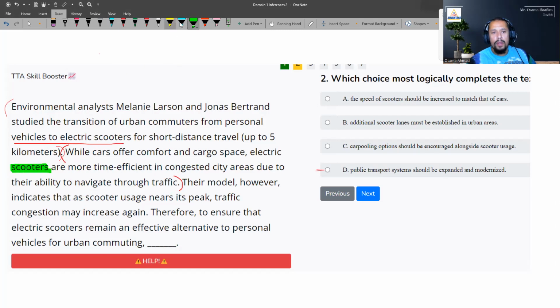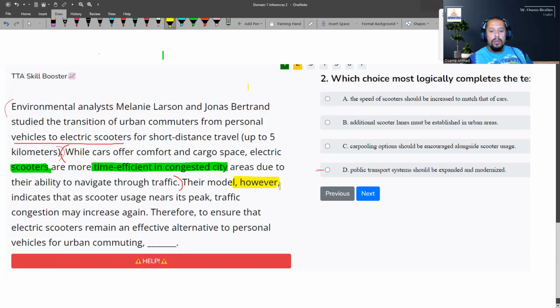What is a good thing about the electric scooter? It's more time efficient. When? When there is traffic, so you can go between cars. When there's high traffic, right? So scooters are better than cars when there is high traffic. Cool. Look at sentence number 3. Now notice sentence number 3 is very important because of the transition, okay? So I want you to look at sentence number 3. Now what does sentence 3 tell us?